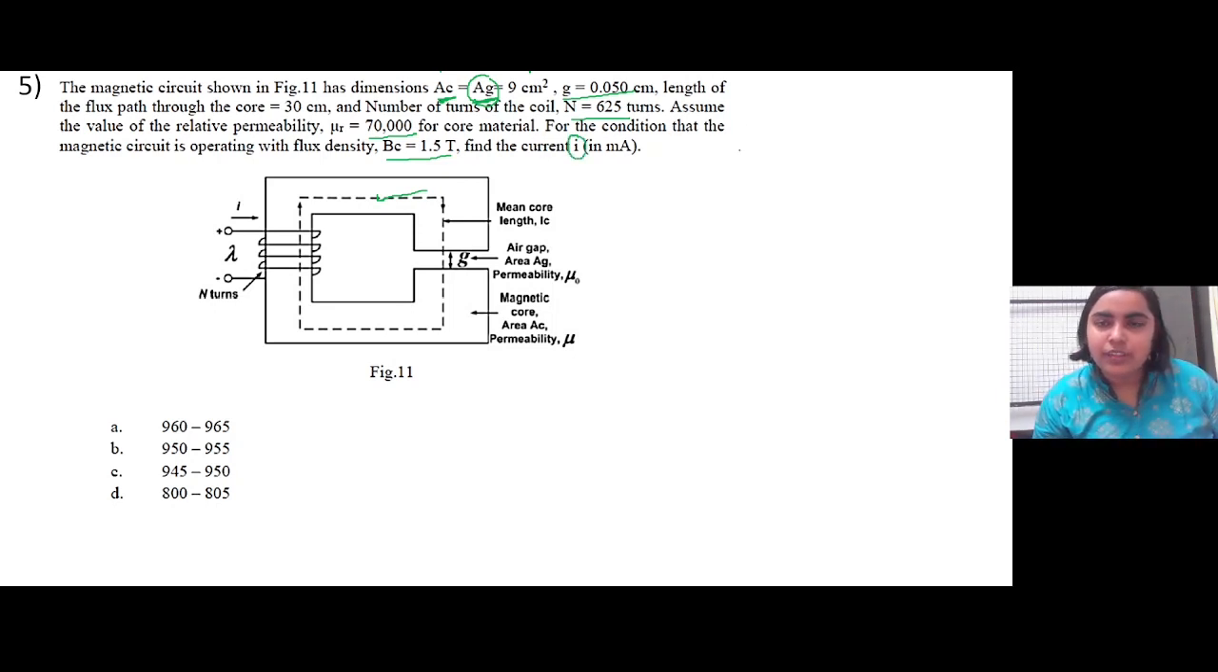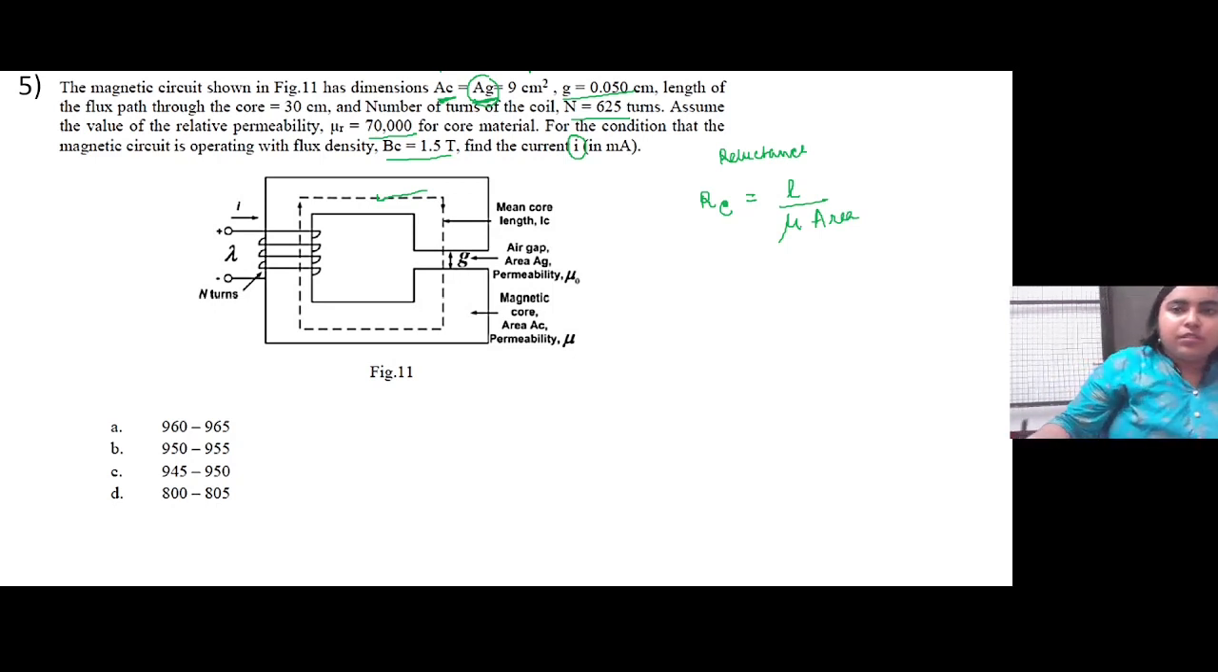So the reluctance of the core is given by, what is it analogous to? Kind of like resistance, right? Reluctance in a magnetic circuit is given by, do you remember the relation? Length by mu times area, right? So this is reluctance. Do you remember the relations we taught?